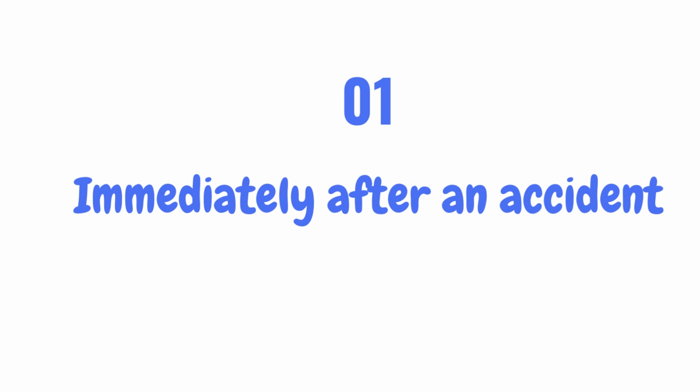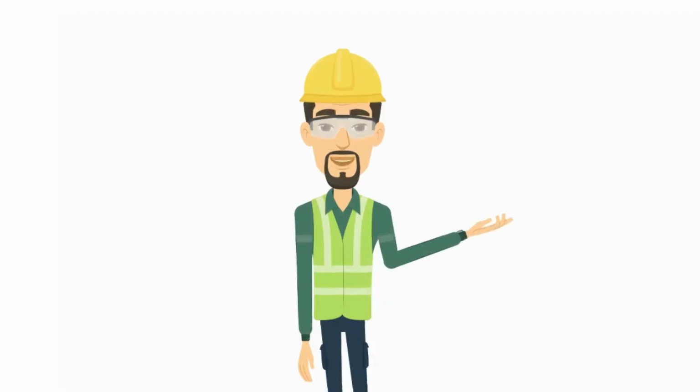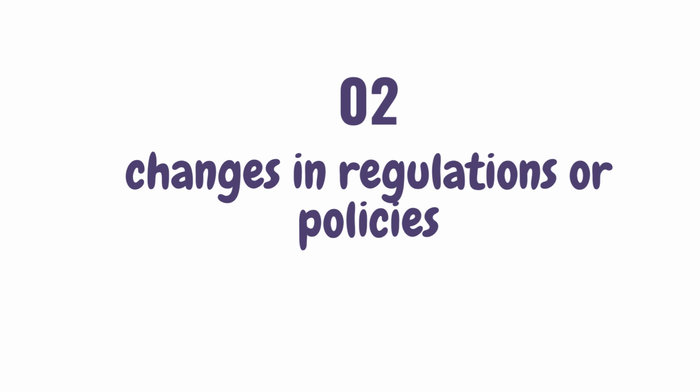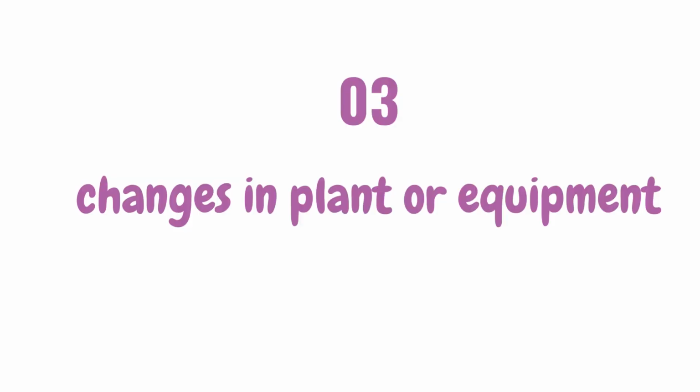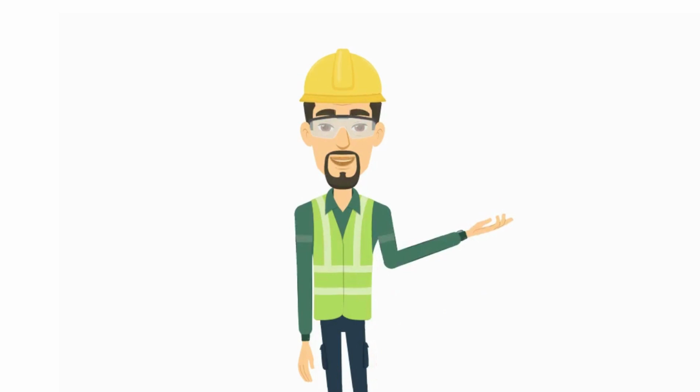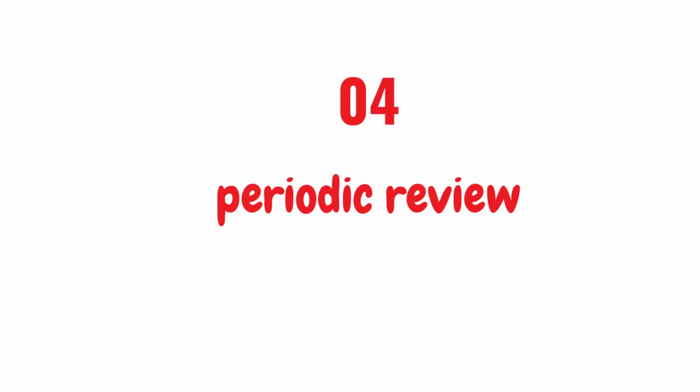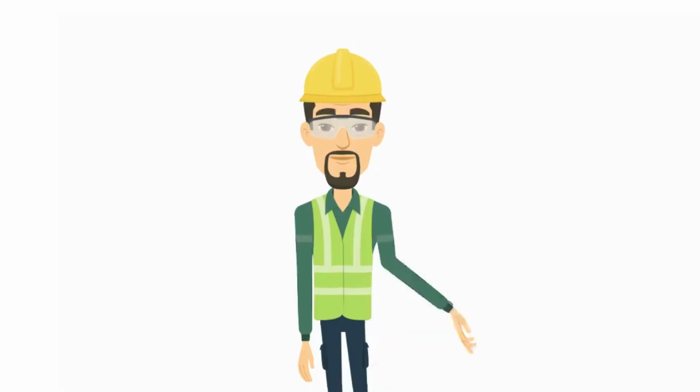Immediately after an accident, to assess what went wrong and how to prevent a recurrence. In response to changes in regulations or policies, to ensure compliance with evolving standards. When there are changes in plant or equipment, to assess how these changes impact existing risks. At least every 3 years or more frequently if necessary, to proactively identify and address emerging hazards.